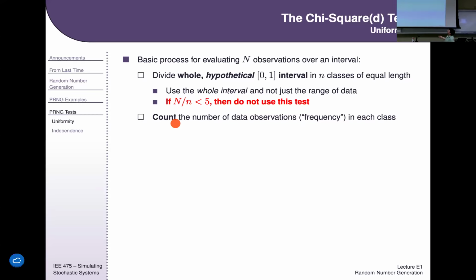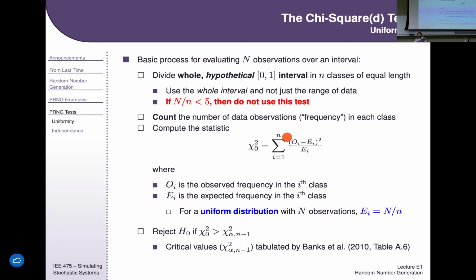Then we count the number of observations, the frequency in each class, and then we compute this statistic. After the midterm, we'll talk about where this comes from. It's not arbitrary. It's a little weird. If you're thinking in terms of units, it looks like the units shouldn't work out because you've got a square in the numerator, but it's not squared in the denominator. That seems weird, but we'll see why this formula comes up and what it means after the midterm. For now, just take it for granted.